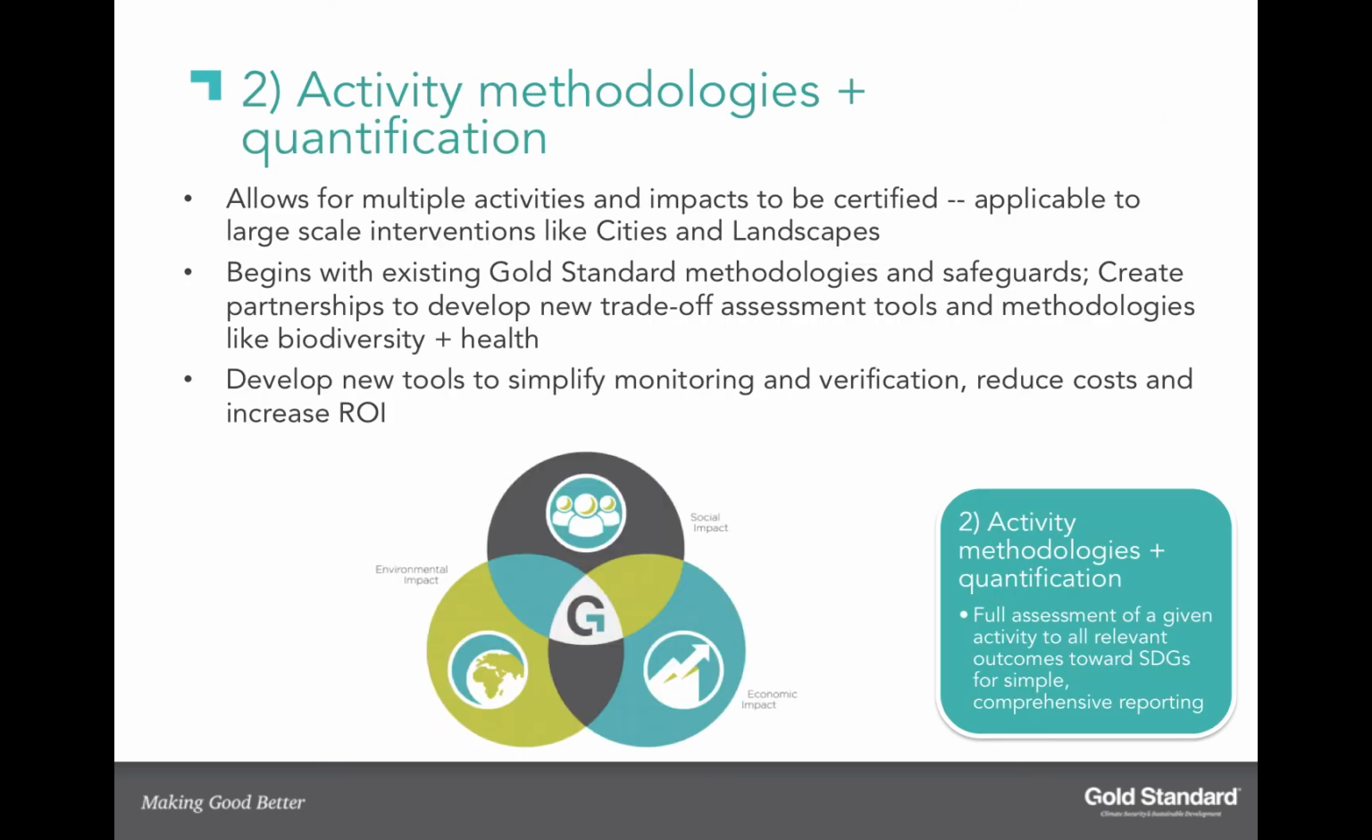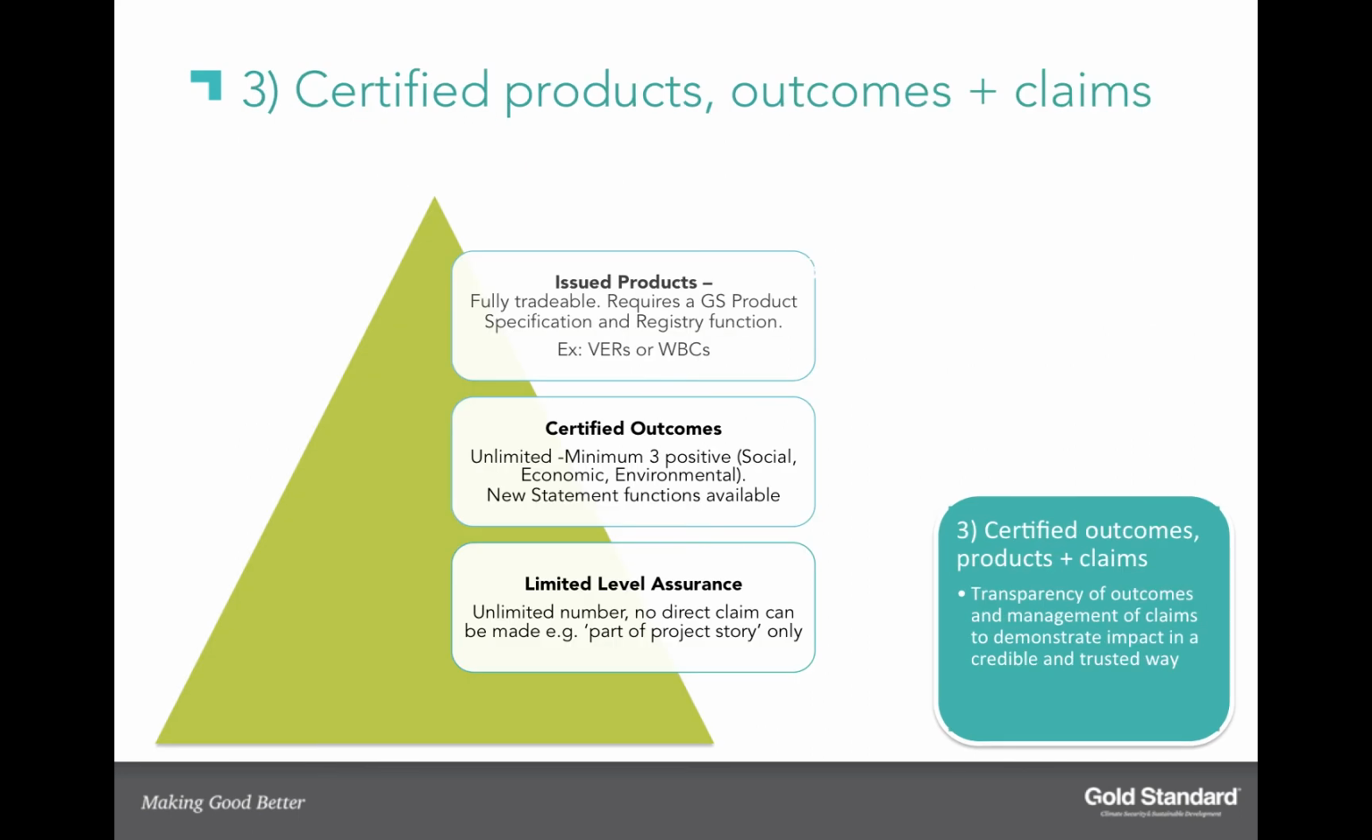The second building block, as I said earlier, will be a series of quantification methodologies. For example, biodiversity and health, as stated in this slide. And the idea there is that activities will be able to demonstrate the impacts they have are direct contributions to the Sustainable Development Goals. And then lastly, in terms of claims and products, we broadly envisage 3 tiers here. Issued products at the top, so for example, voluntary emissions reductions, carbon credits, would be a fully tradable asset that would be accompanied by a product specification.